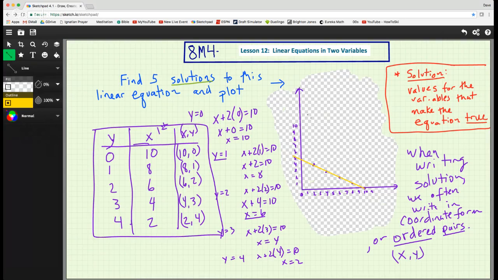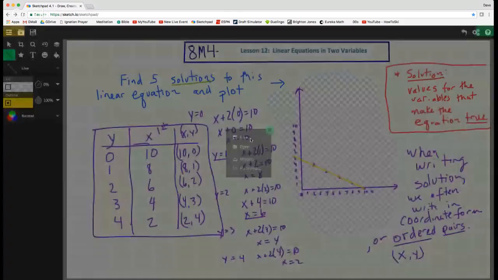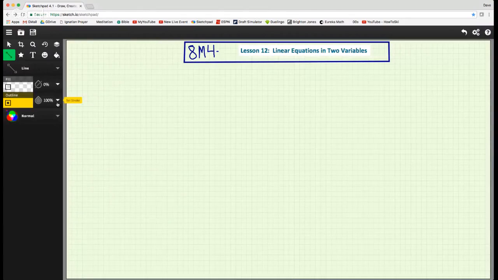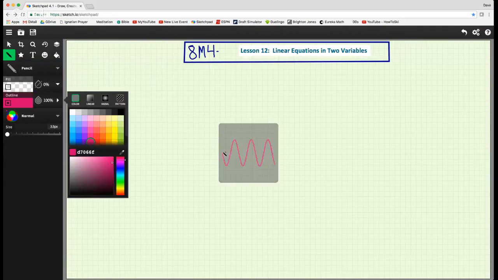And again, I apologize for this. I'm going to try and figure out how to do this graph paper a little bit better. Okay, let's do another example. So in this example, we're going to use some different numbers. Let's use these numbers.